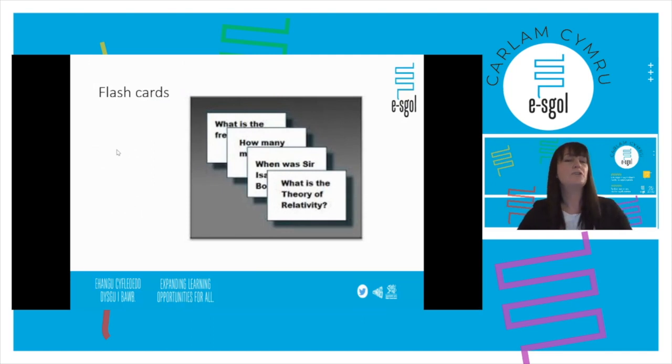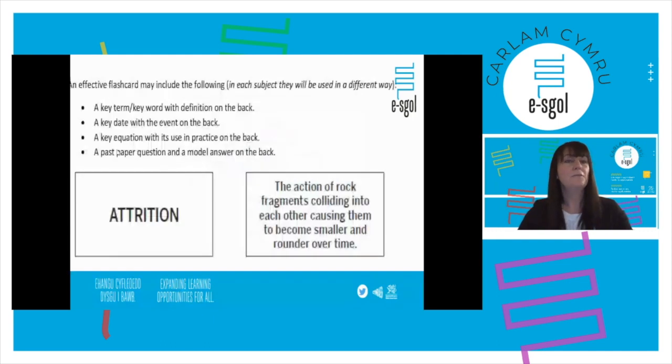So another kind of retrieval practice that I want to speak with you today about is using flashcards. Now, flashcards are really effective to get revision in and out of your brains, and in each subject they can be used in different ways. So the important thing with a flashcard is making sure that the information is short and concise. So maybe a key term or keyword on the front of the card, and then its definition on the back.